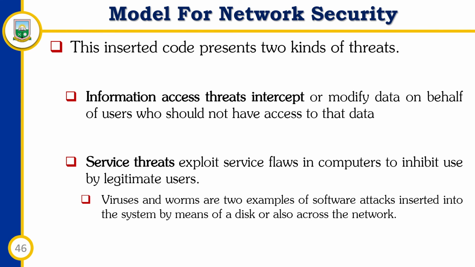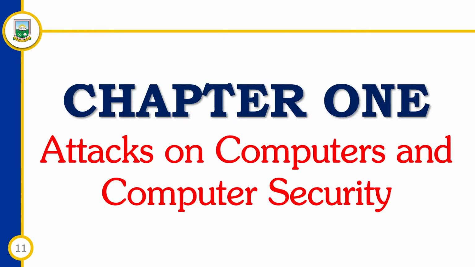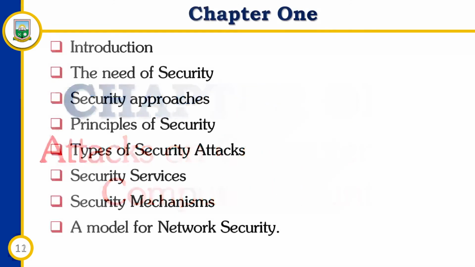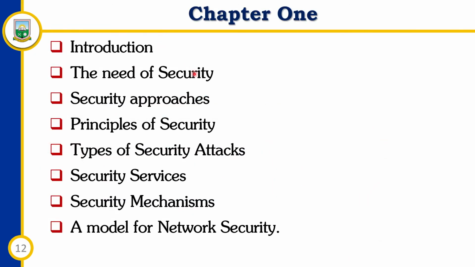So I will end here, and this brings us to the end of our first chapter, which was about attacks on computers. We have gone through the introduction and the need for security, the approaches that are available, principles of security, types of security, the services and mechanisms that are available, and we have delved into the model for security itself.